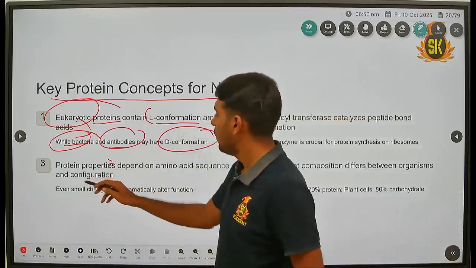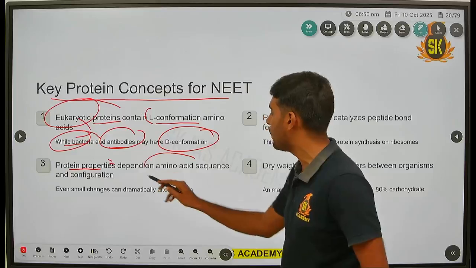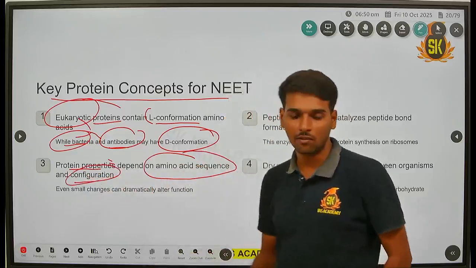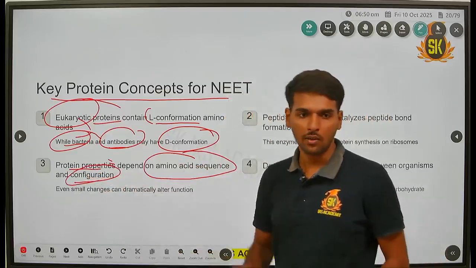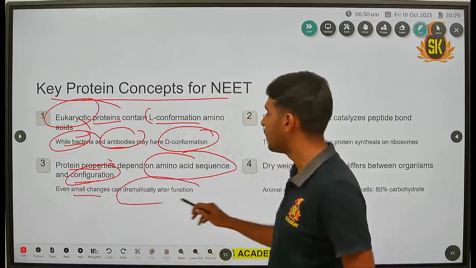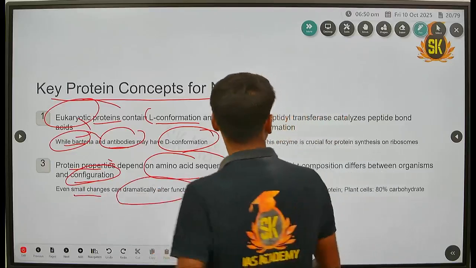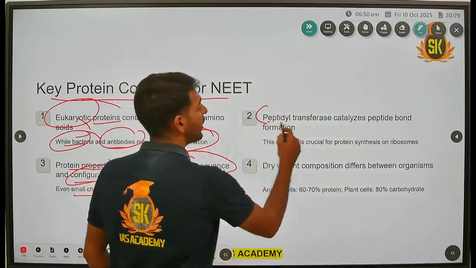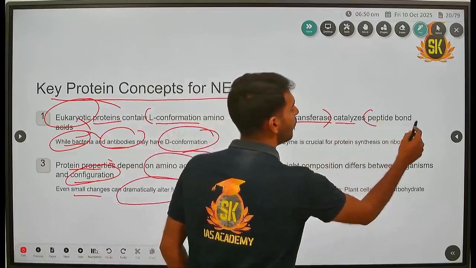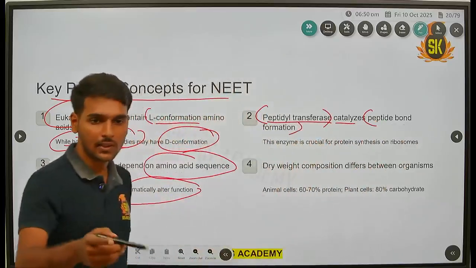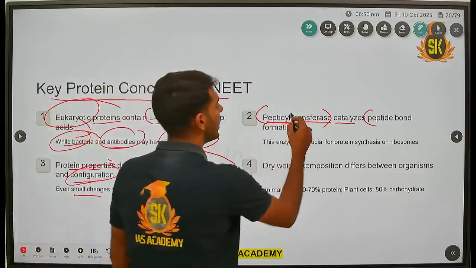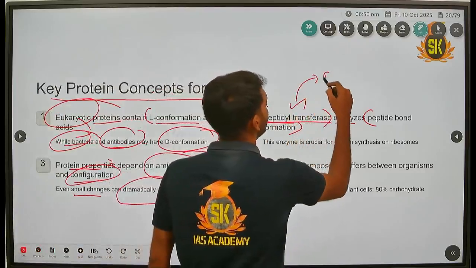Protein properties depend on amino acid sequences and their configuration, that is their arrangement, whether primary, secondary, tertiary or quaternary. Even small changes can dramatically alter function. Now peptidyl transferase: the enzyme catalyzes peptide bond formation. We discussed this last class. So the peptide bond is formed due to this enzyme.